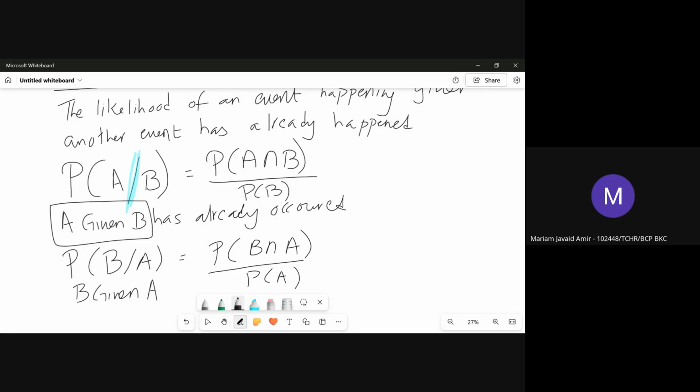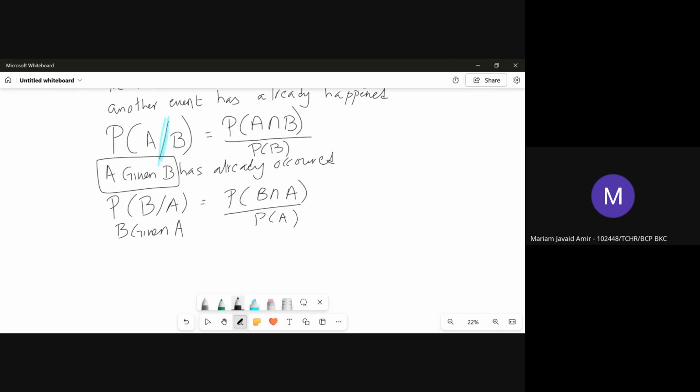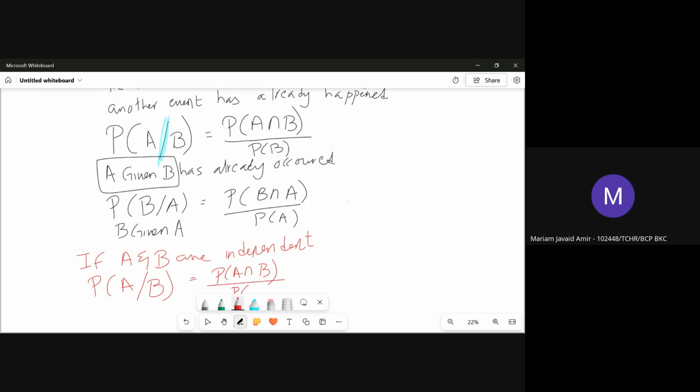Now we draw an important conclusion from this. If A and B are independent, then what happens to the conditional probability? We have A given B, which equals probability of A intersection B divided by probability of B. This is the same formula we just wrote earlier.